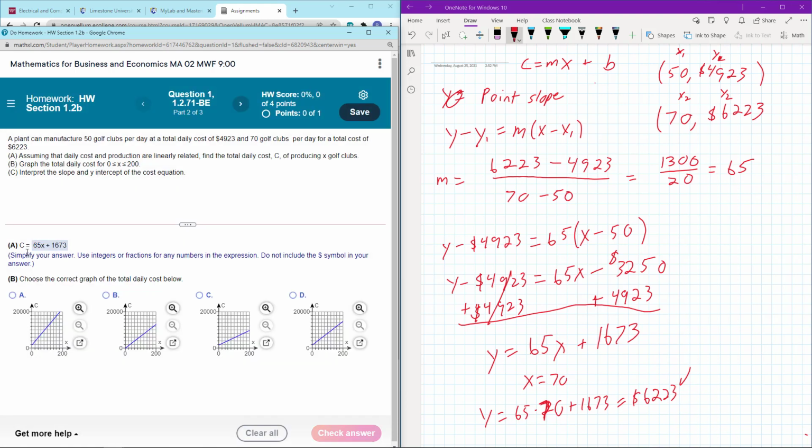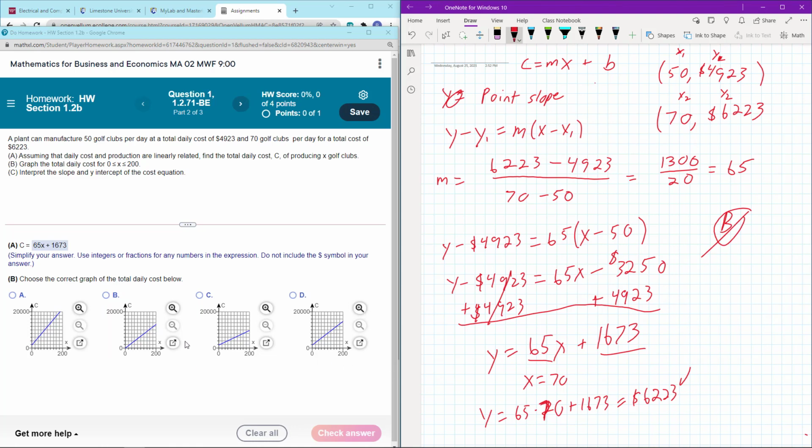Now, they want you to graph the daily costs when x is between 0 and 200. Okay, now you don't need to graph it, but you did need to decide which graph is going to actually work. Now, the first thing is, notice here that we have y is equal to 65x plus 1673. So that basically means that the y-intercept must be between 1,000 and 2,000, a little bit closer to 2,000. Well, take a look at B here. B is basically at the origin. This can't work. Okay, so B is out.